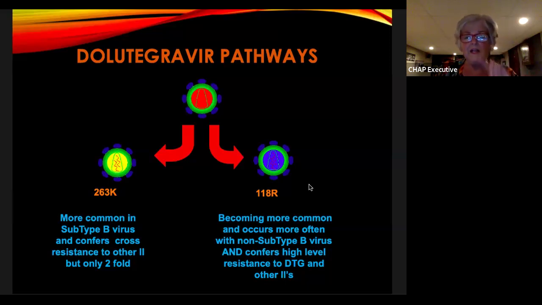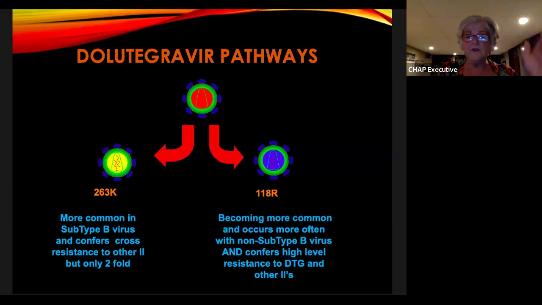So in the non-subtype B virus, I'm showing you on this slide that this 118R mutation is becoming more often what we see. Very recently, it was presented at a conference that a data set showed the 118R pathway, with the more deleterious impact from a resistance point of view, tends to be more likely in people who had experience and failure also with first generation integrase inhibitors.